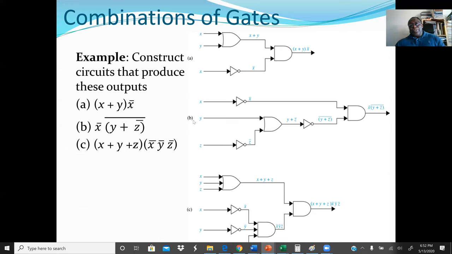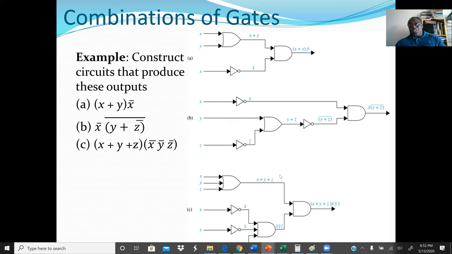Now let's try the last one, which is the C. Here we have three inputs, S plus Y plus Z. So this means three inputs going through OR gates. So that's what we have here. S, Y, Z go through the OR gate. The output will be S plus Y plus Z.